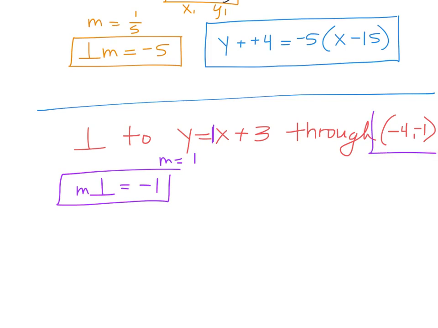And we're going to take that with the -4, -1. What happens with this 3? Nothing. Don't use it. Don't touch it. We don't like it. Okay? Ignore it. So don't use the 3. Use this point and this slope and plug that into point slope. What's that going to look like?